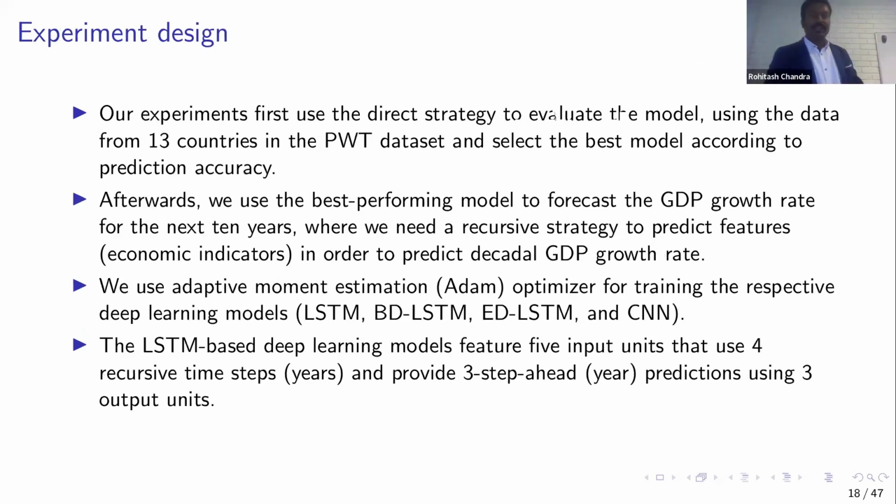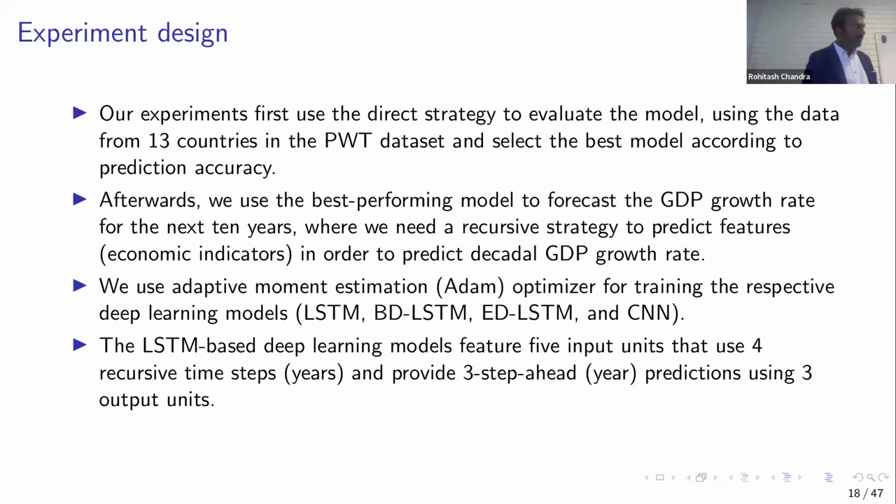Right, so how do we design these experiments? We had selected 13 countries in this PWT data set. We want to go and get the best model, and after the best model, we forecast the GDP using the recursive strategy. And what did we use in the experiment design? For all the deep learning models, we use the Adam optimizer, which is like a standard industry and academic standard, right?